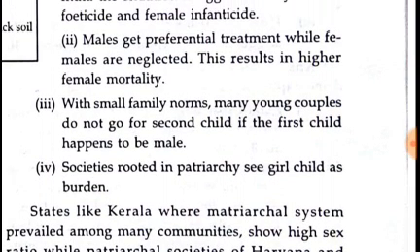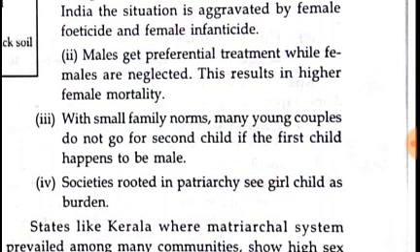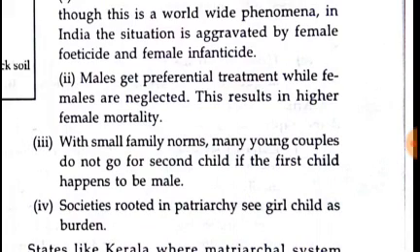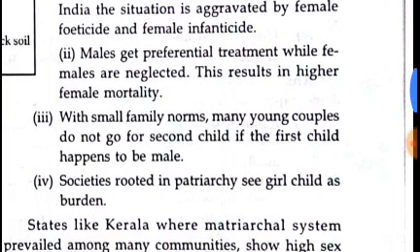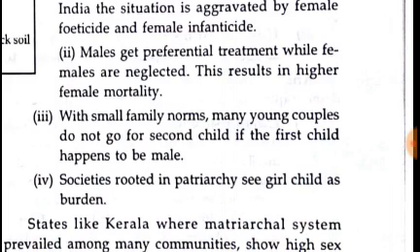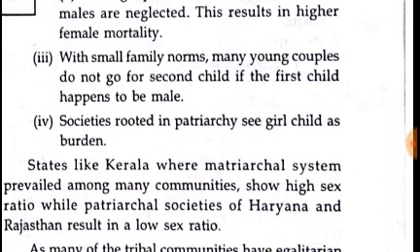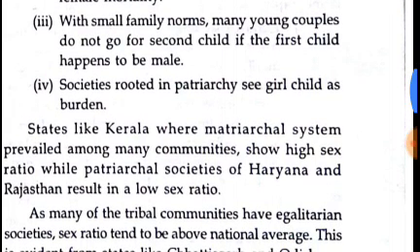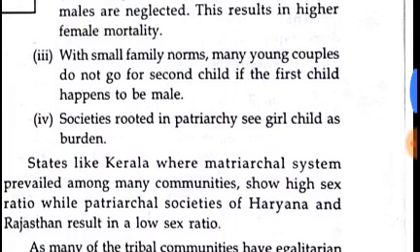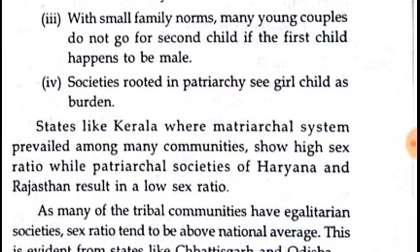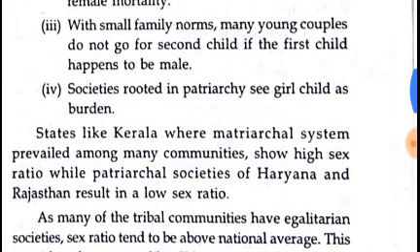With small family norms, many young couples do not go for a second child if the first child happens to be male. So it is right. At the present time, with small families, if young couples marry and their first child is male, then they do not take a second child, because they fear that if a girl child comes, then how to educate her, how to marry her. So that's why it is an important problem. It is our perception. If we change our perception, then I think it will be solved.